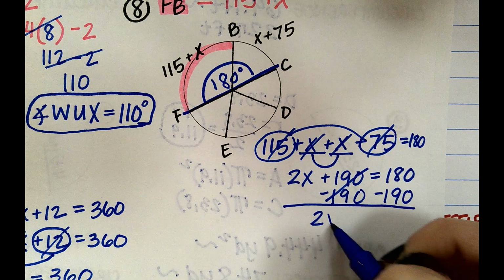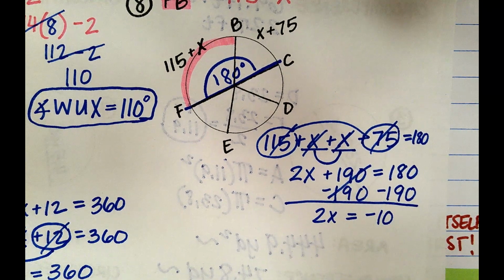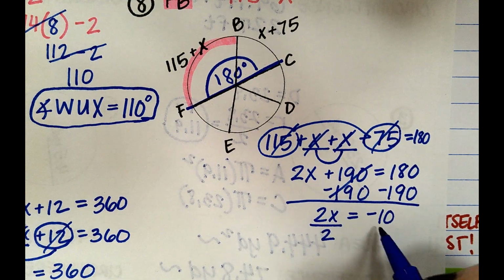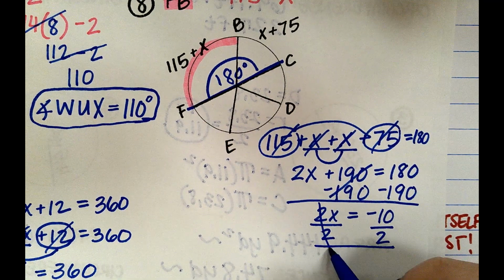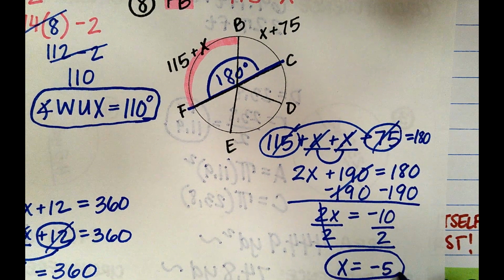I'll bring down 2x equals, good, negative 10. Divide by 2. X equals negative 5. Good. X equals negative 5.